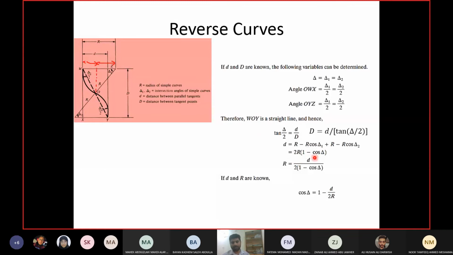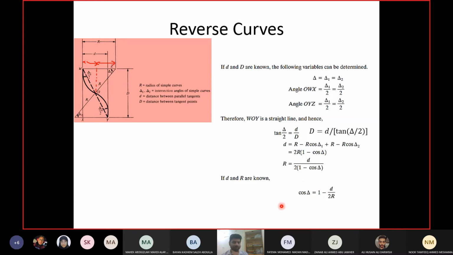So this is the equation for D. You can use the same equation for R. So you put R on the left hand side, everything else on the right hand side. This becomes the equation for R. And if you want the equation for cos delta, then this is the equation for cos delta. In some cases, if the deflection angle is not given, you can use the equation for cos delta to find out the value of delta as well.